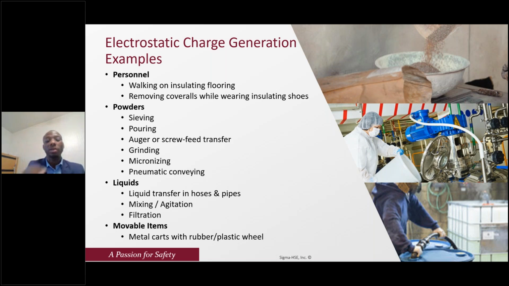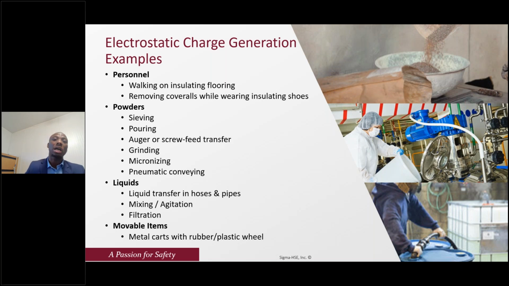For powder, we have sieving operations and pouring of powder, which can generate electrostatic discharge. We have auger or screw conveying, where the material collides with each other and we could generate electrostatic discharge. Grinding operations and micronizing also create it. Pneumatic conveying is very common, because during pneumatic conveying, either positive or negative conveying system, the material collides and causes attrition, and this collision and attrition can also generate charges. I also have liquid transfer in hose or pipe. Mixing or agitation can also create a spark-like discharge, and also we have filtration.